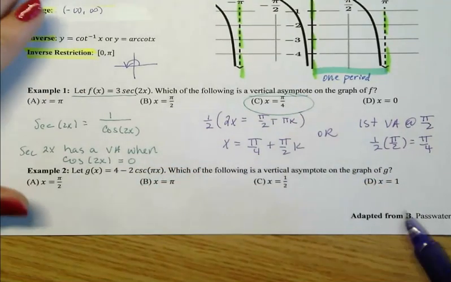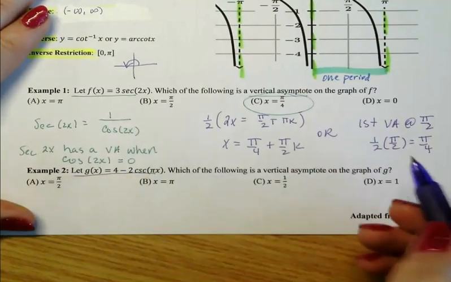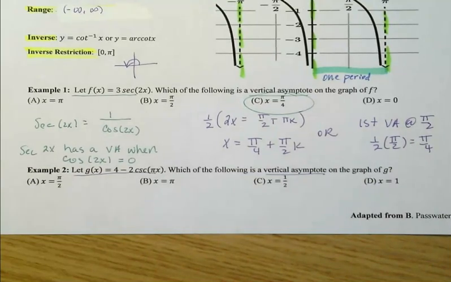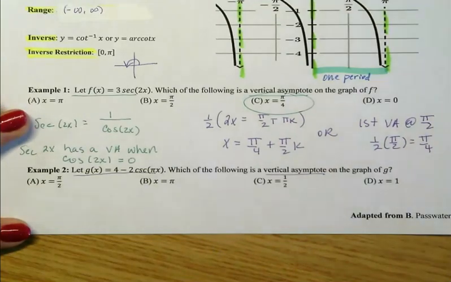Okay, so the next one is the same type of question. So here is the function. Here it's asking for vertical asymptote. So go ahead and pause your video and work through that one. This time it's the cosecant function.